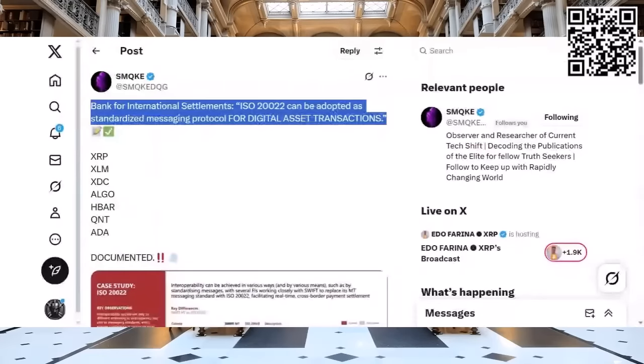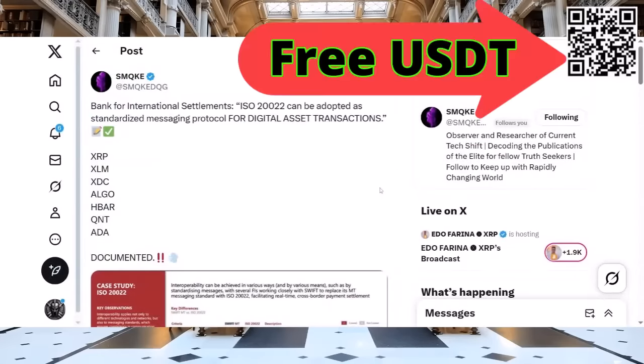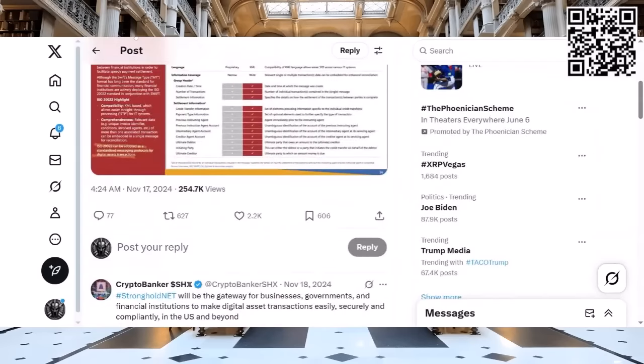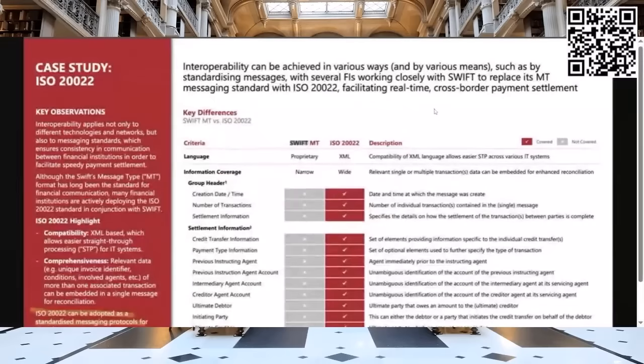Again, the intro, what we just stated. So, ISO 20022 can be adopted to standardize messaging, of course, for digital asset transactions. You see on the list XRP, XLM, XDC, again the X's, Algorand, Hedera HBAR, QNT, and even Cardano's ADA. He says it's fully documented. Well, let's just see if it really is.